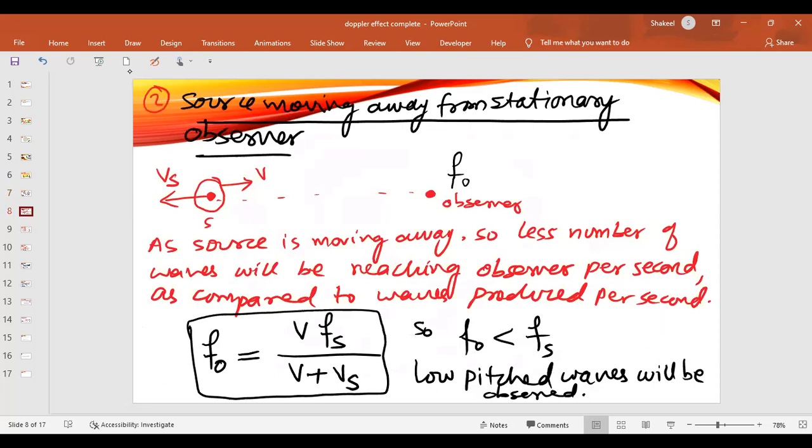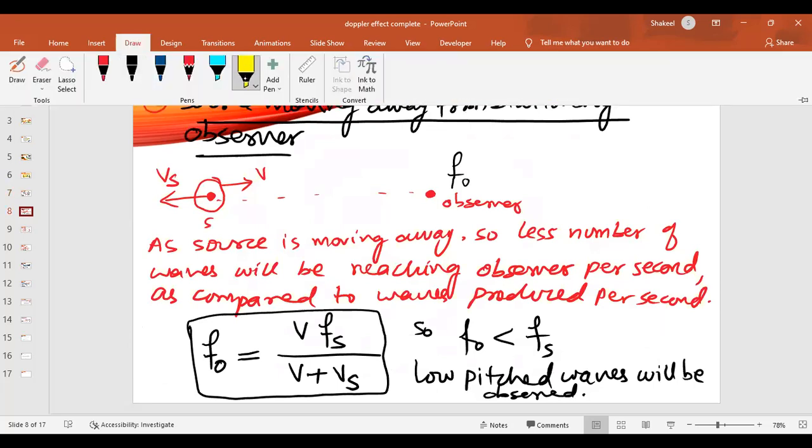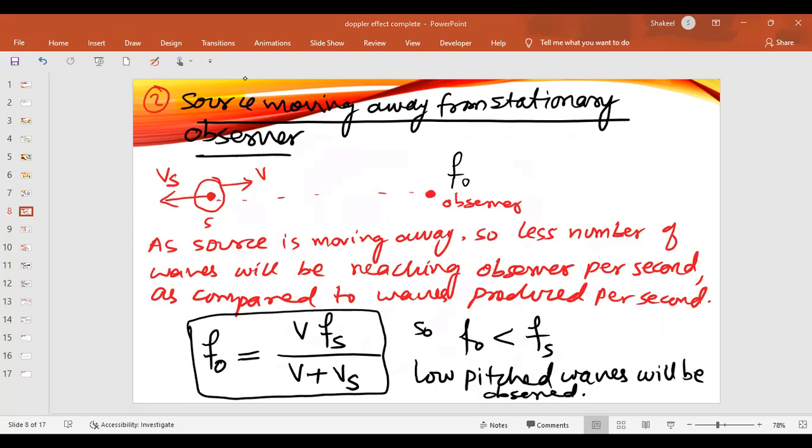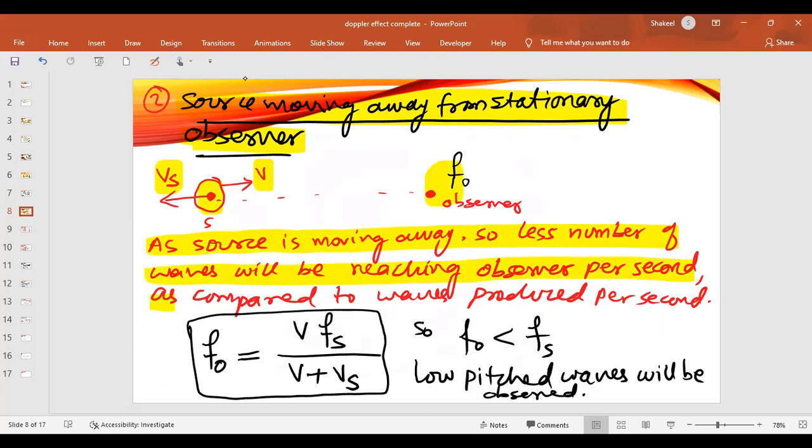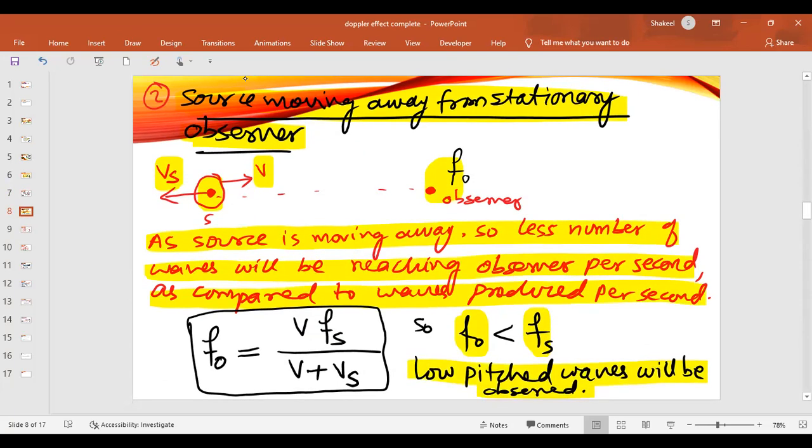Okay, now the second case, we have to finish this topic. It will take another 5 minutes. So, source moving away from the stationary observer. A case can come where this source, which is producing waves traveling with the speed v, is moving opposite to the stationary observer with a speed vs. As the source is moving away, fewer waves will be reaching the observer per second as compared to waves produced per second. So that's why the observer is going to observe a frequency that is less than the actual frequency. So a low pitch sound wave is going to be observed.